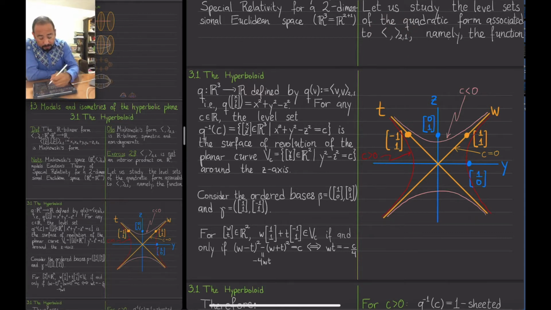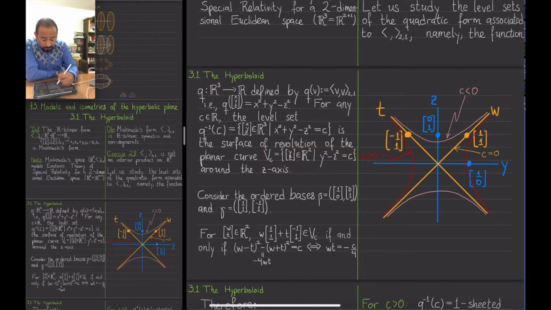Now, level sets. Given any constant, the level set is by definition all vectors with the property that when I apply Q to the vector, I obtain precisely the given constant. Now it is quite easy to see that this level set is actually the surface of revolution of a planar curve around the z-axis, and the curve is this one.